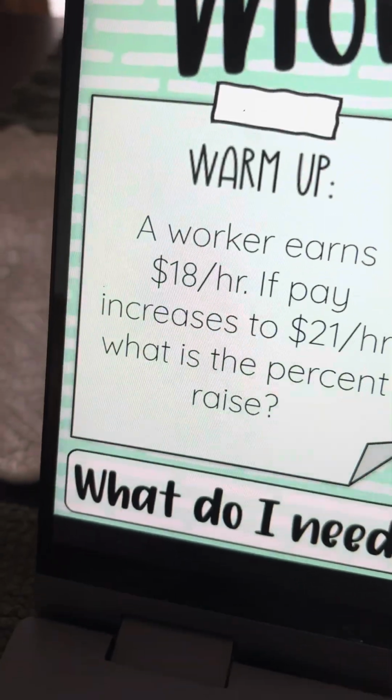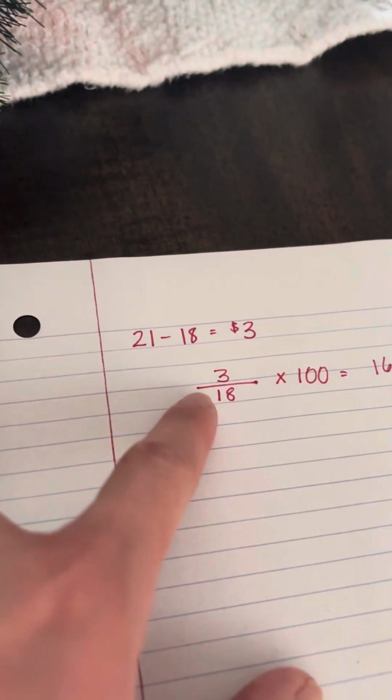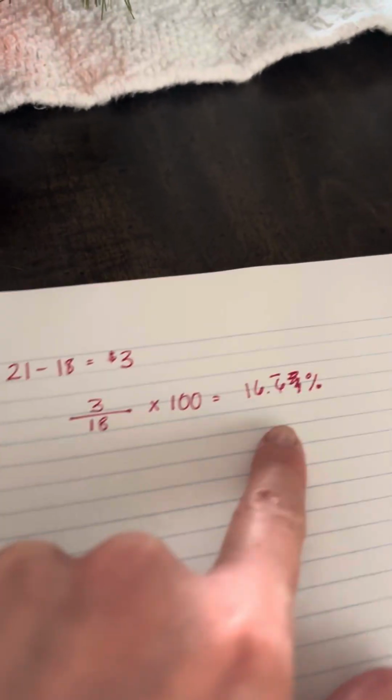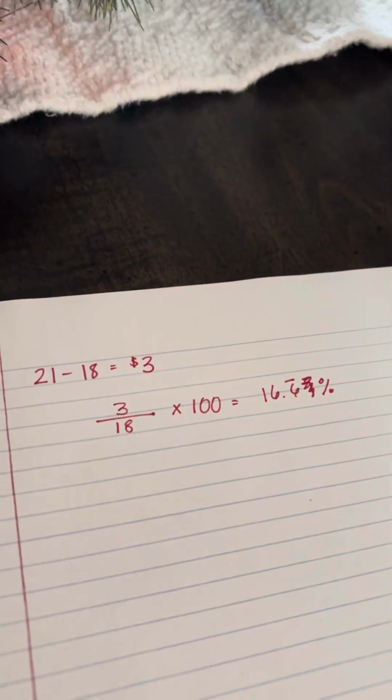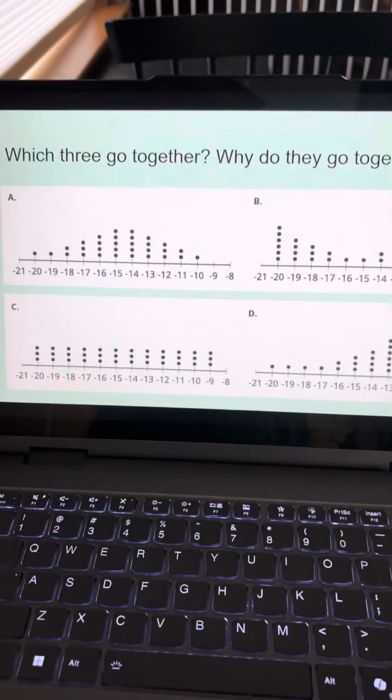So at first we made $18. So I'm going to divide that and then multiply it by 100. When I do that, I get 16.6 repeating percent. So approximately 16% raise is how we do that.